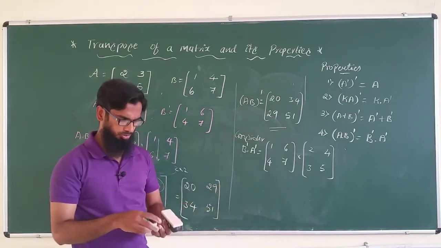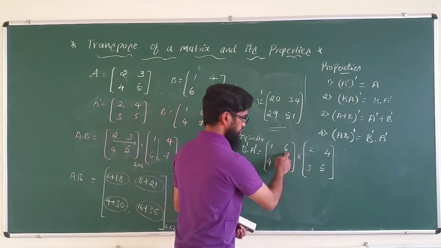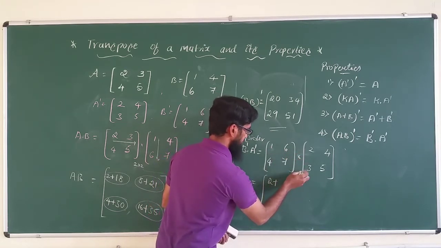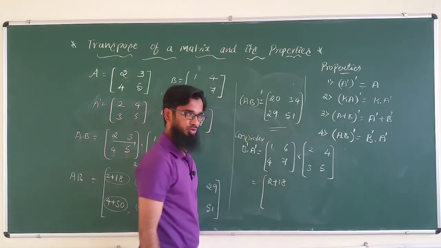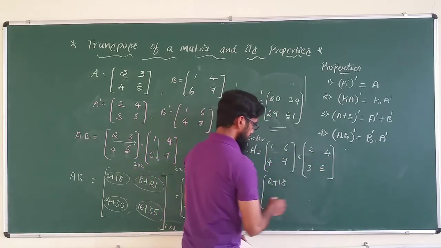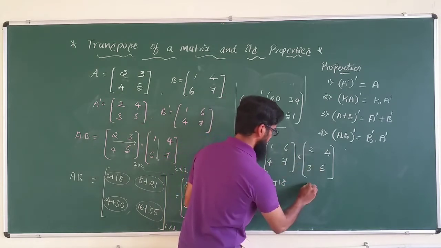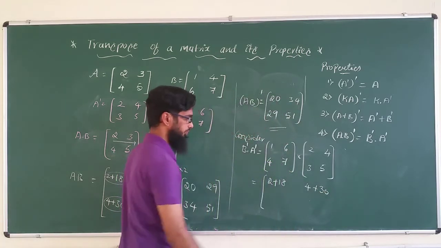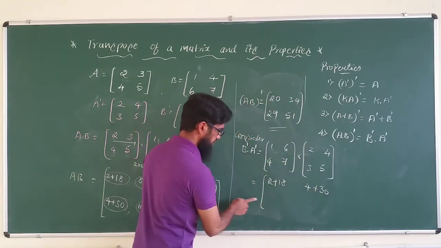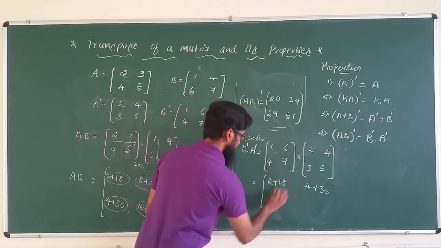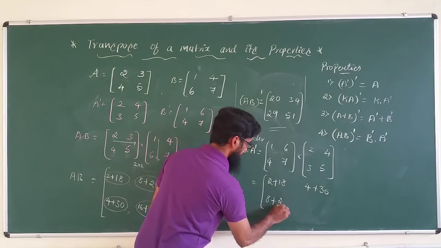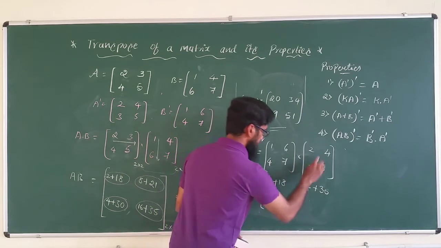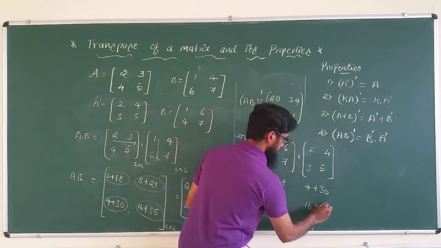Now, the same thing, matrix multiplication is the same. Multiply first row, first column. This is 1 2s are 2 plus 3 6s are 18. That comes in the first position. Again the first row with second column, that is 1 4s are 4 plus 6 5s are 30. That is in the second position. Now, second row with first column: 4 2s are 8 plus 7 3s are 21. Again the second row with second column: 4 4s are 16 plus 7 5s are 35.